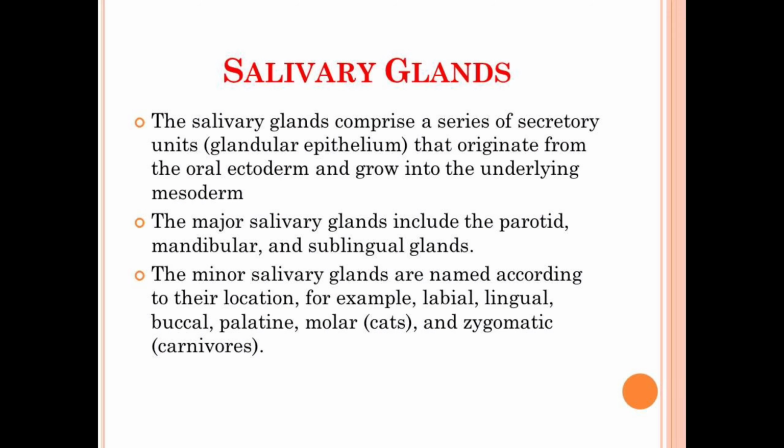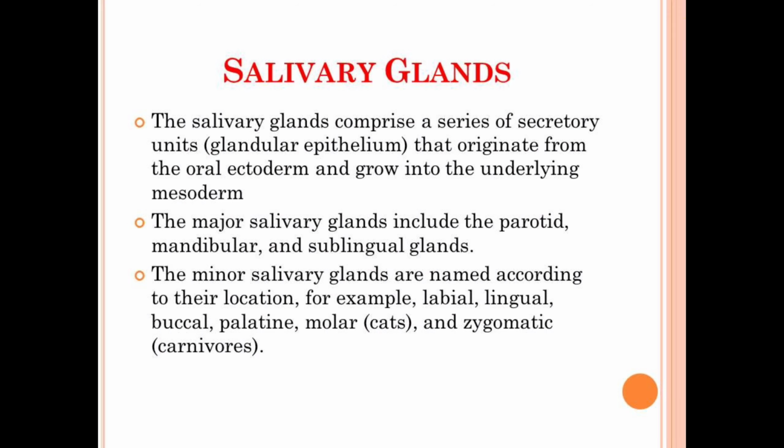Moving forward, there are two types of salivary glands found in the oral cavity. One of them is the major salivary glands, which include the parotid, mandibular and sublingual glands. The other is the minor salivary glands, which are named according to their location, for example, labial, lingual, buccal, palatine, zygomatic that is found in carnivores like dogs, and molar that is found in cats. So this is about the salivary glands.